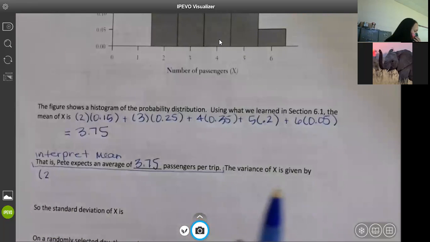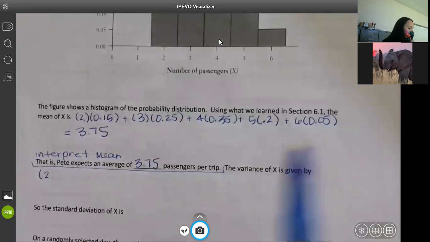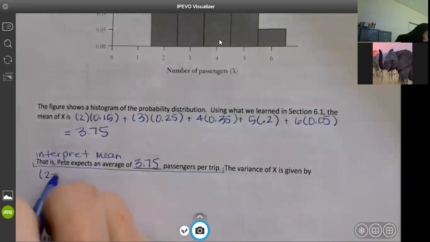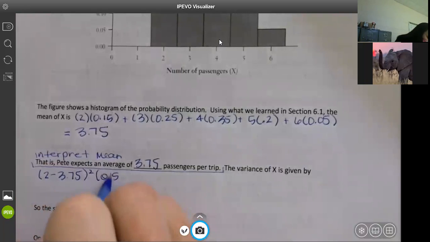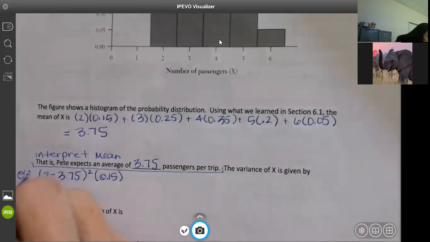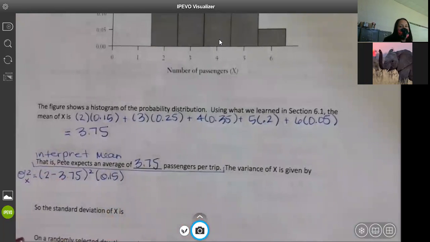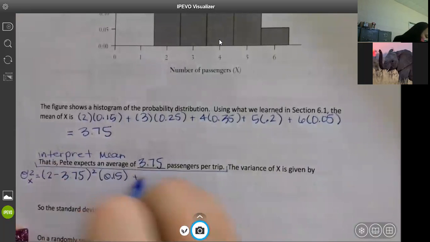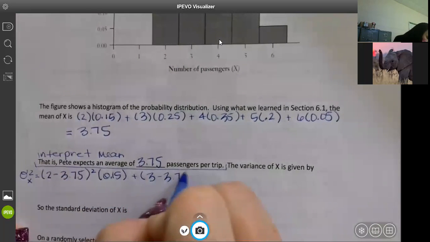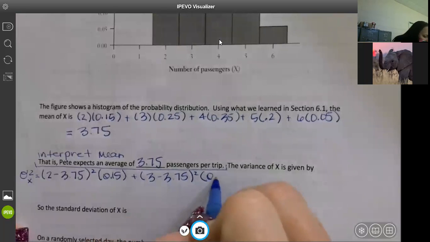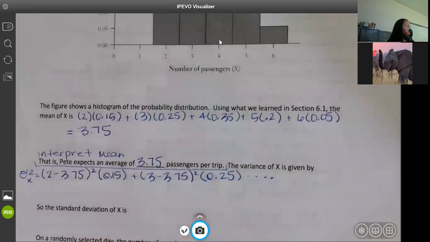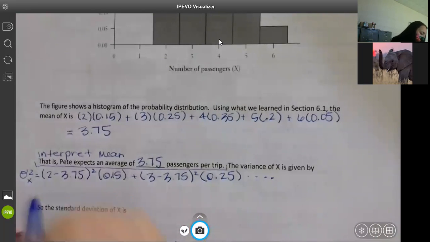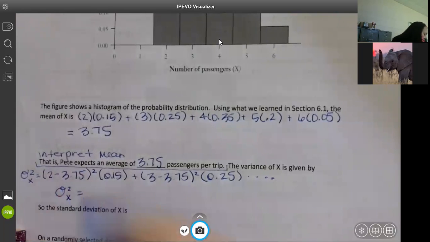Okay. So we would do your observation minus your mean. So you have to find your mean, squared, times your percentage. So this is defined. Yeah, we're doing X. Sorry, your variance. And then you add it to the next one, which would be 3 minus 3.75 squared times 0.25. I'm not going to keep going. You guys understand what you're supposed to do. No point in writing it all out. When I put that in, I get 1.1875.